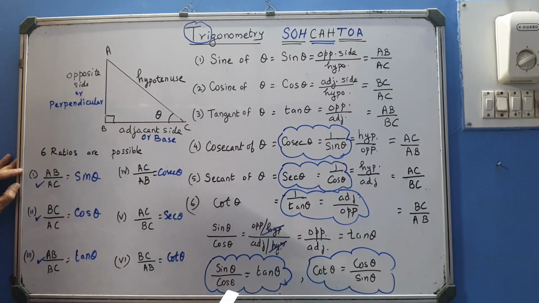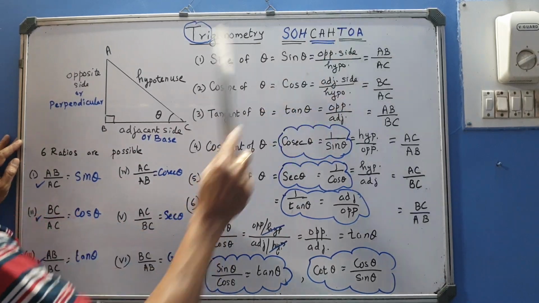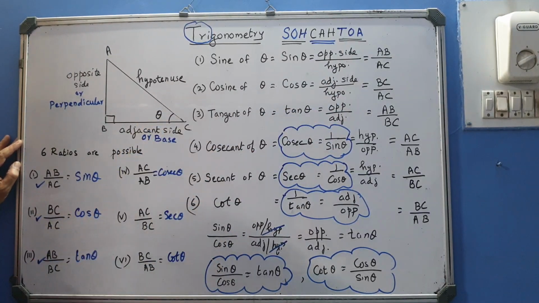So sin theta by cos theta is tan theta. Cot being the reciprocal of tan, cot theta will be equal to cos theta by sin theta. So you have to remember this also. Sin theta by cos theta is tan theta, while cot theta is cos theta by sin theta, because cot is the reciprocal of tan. If you can remember this word, you can easily remember all the six ratios.